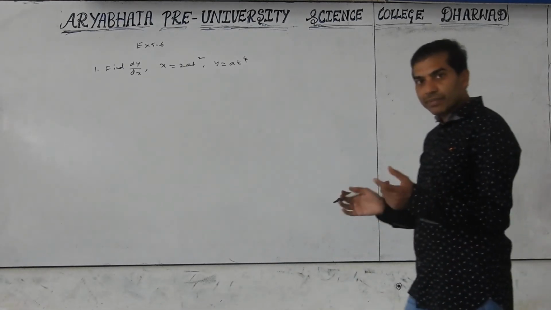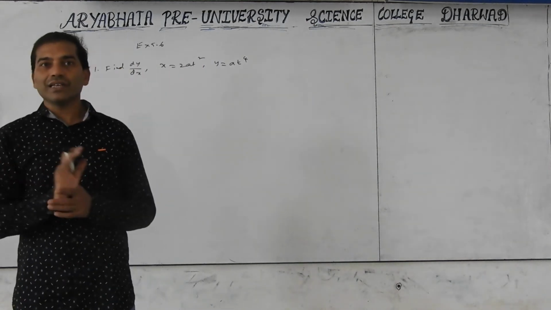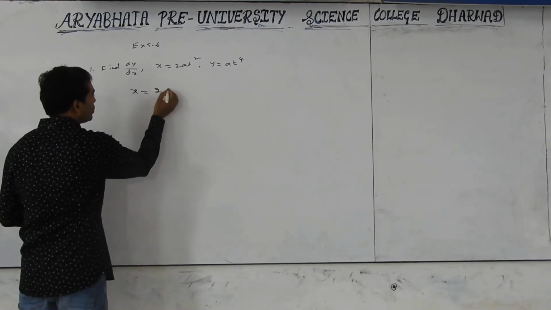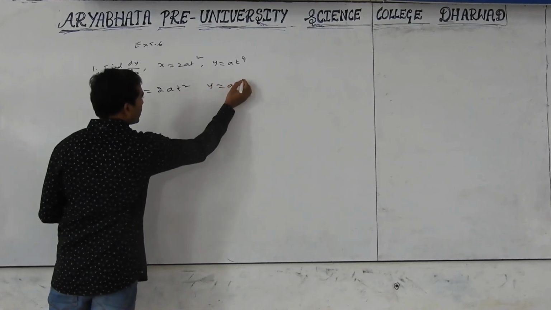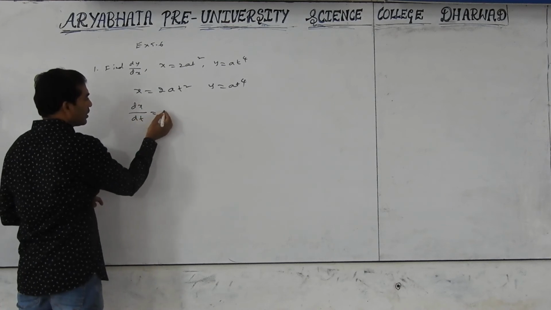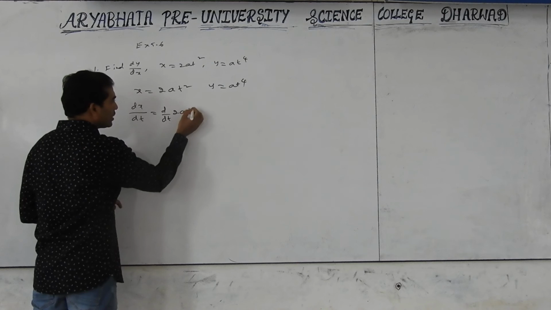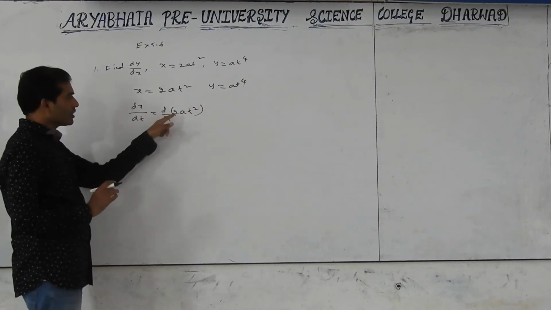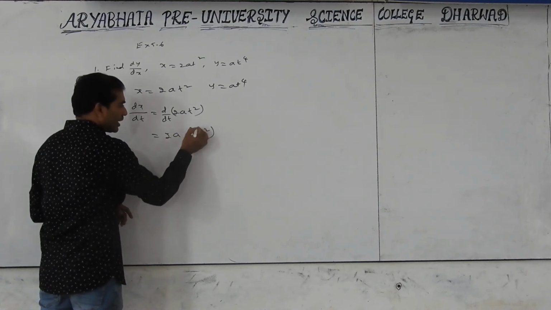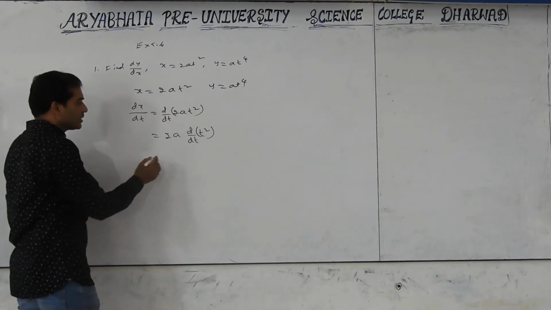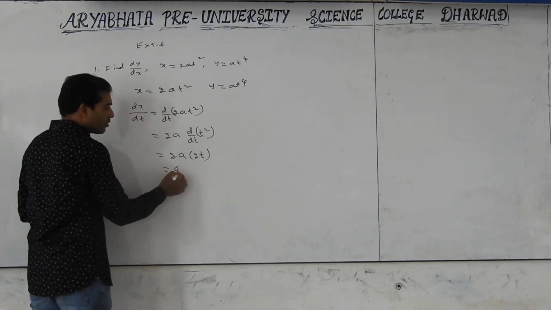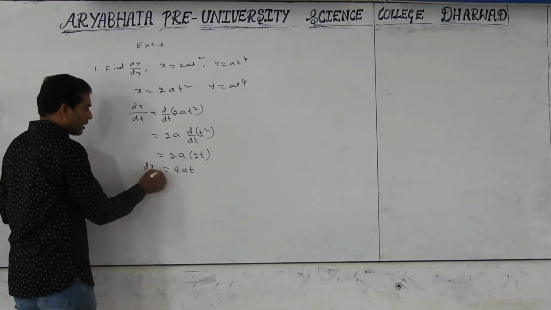If we eliminate t, what happens? We get an equation in terms of x and y. So without eliminating, find the differentiation. x is equal to 2at square, y equal to a t power 4. dx/dt equal to d/dt into 2at square. What is the constant here? 2a. Take out 2a into d/dt into t square. The derivative of t square with respect to t is 2t. So it equals 4at. This is dx/dt.